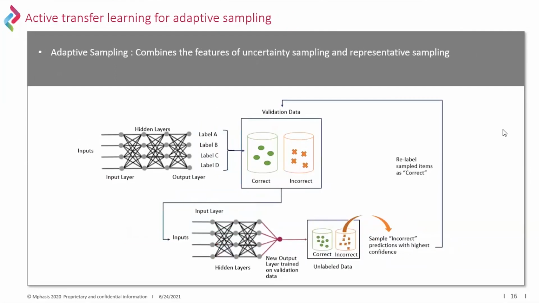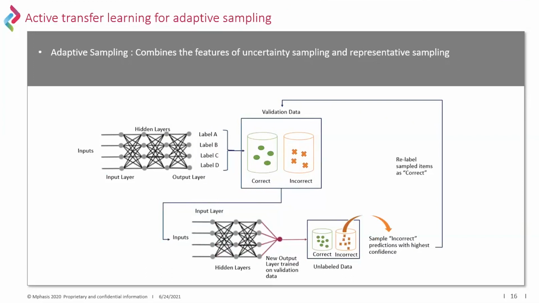The final active learning algorithm that I will be talking about is active transfer learning for adaptive sampling. It combines the features of both uncertainty and representative sampling. The architecture is like the active transfer learning for uncertainty sampling only, except for one change: after sampling the incorrect ones with the highest confidence, they are relabeled as correct, and the process is done iteratively.